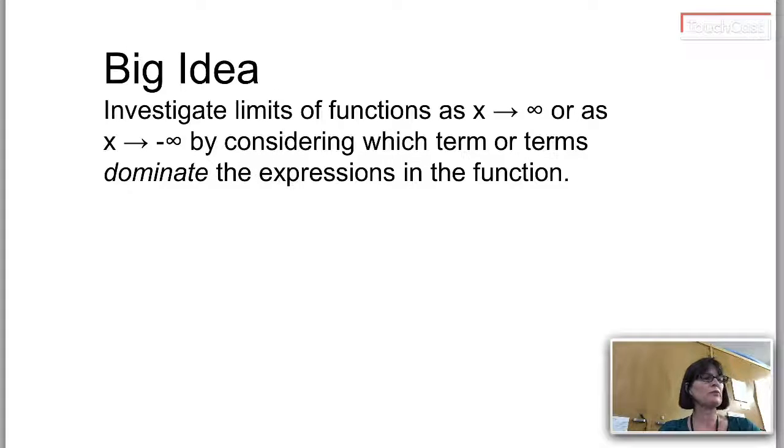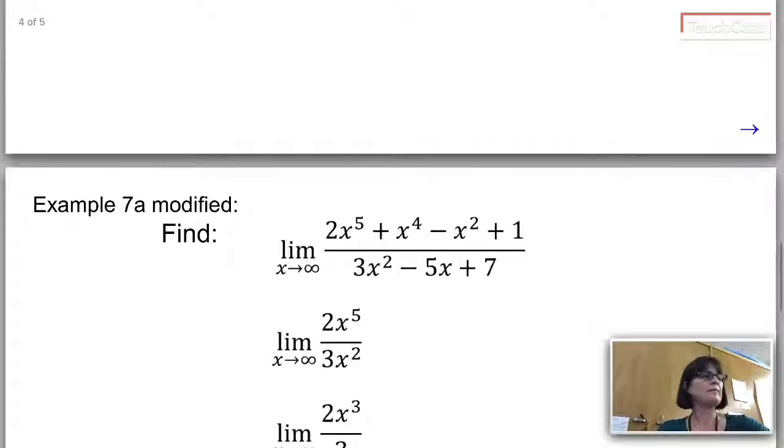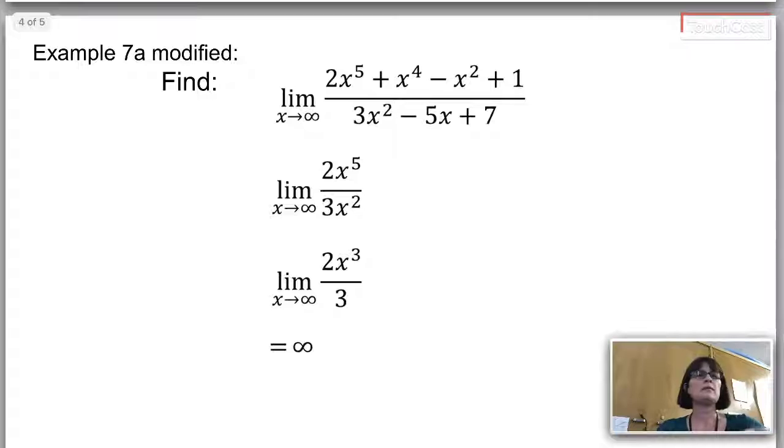So that's what goes on your blank there. Identify the term or terms that dominate. So you're going to write in these two examples. So start as example 7a in your textbook, but I've modified it. So I want to find the limit as x approaches infinity of this giant rational function.